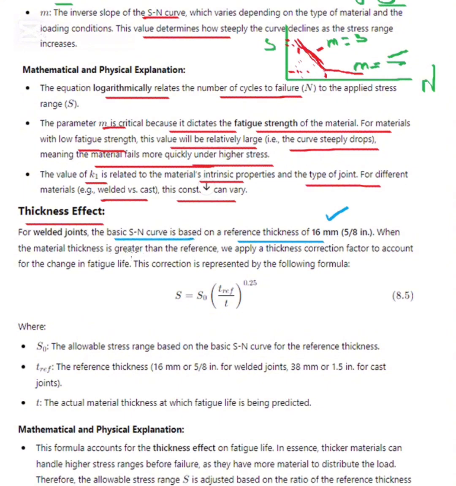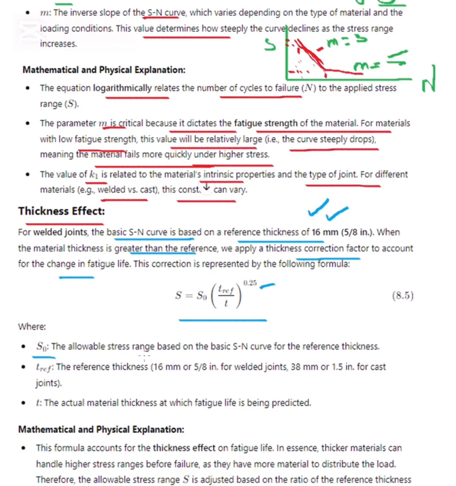When the material thickness is greater than the reference thickness, suppose you are checking a 30 mm thick plate or 30 mm thick tubular member, where the thickness is more than this reference thickness of 16, we need to apply the thickness correction factor to account for the change in fatigue life. This correction is represented by the formula S equal to S naught into (T ref by T) whole power 0.5.